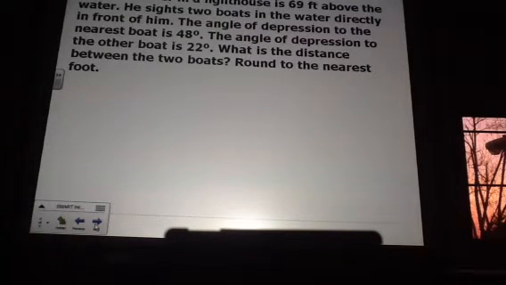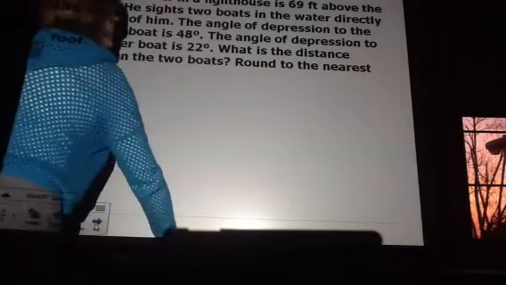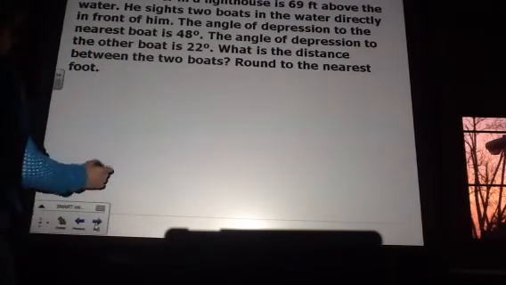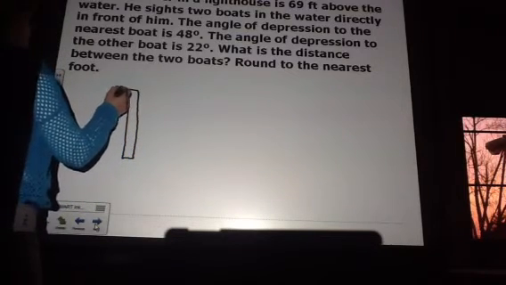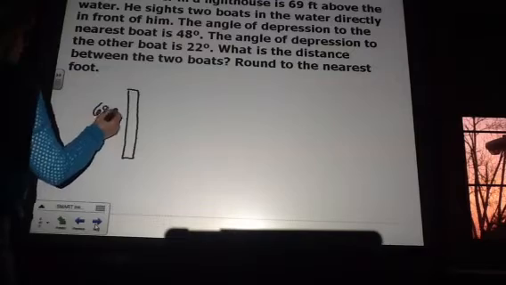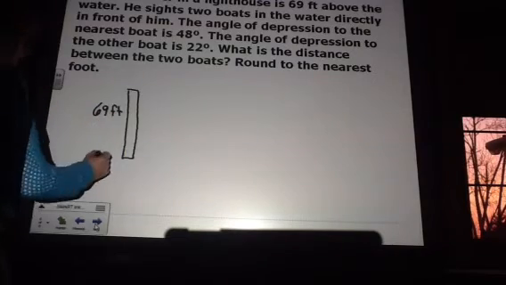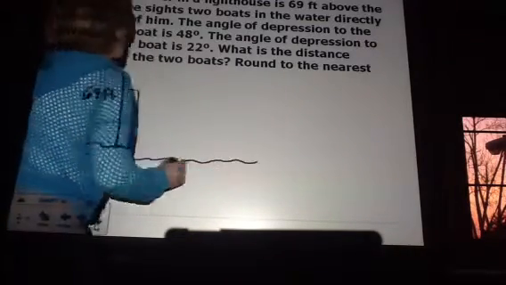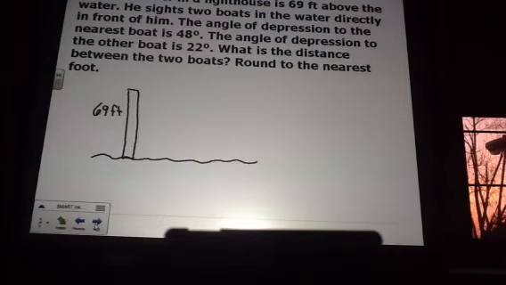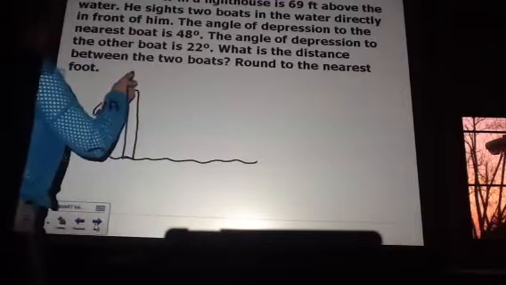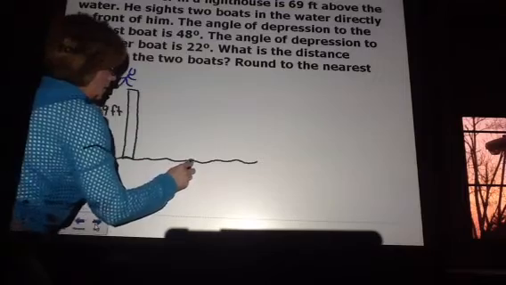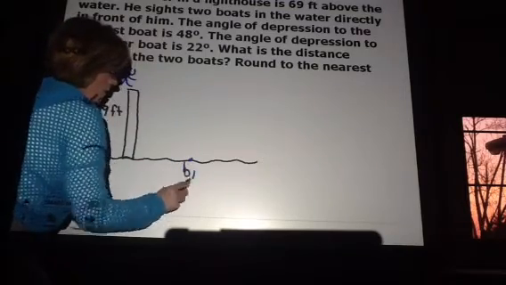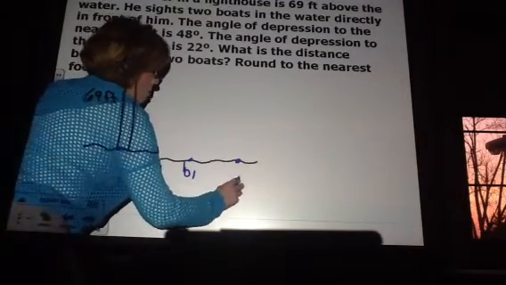Okay, an observer in a lighthouse is 69 feet above the water. So this is going to be the lighthouse. So they're 69 feet above. So this right here is 69 feet, because this right here is water. All right, he sights two boats in the water directly in front of him. So this guy is up here at the lighthouse. And he spots, let's do this for boat 1, and let's do this for boat 2.